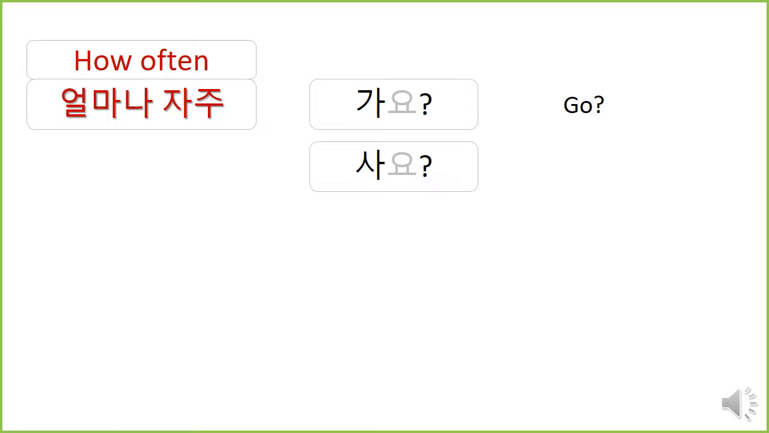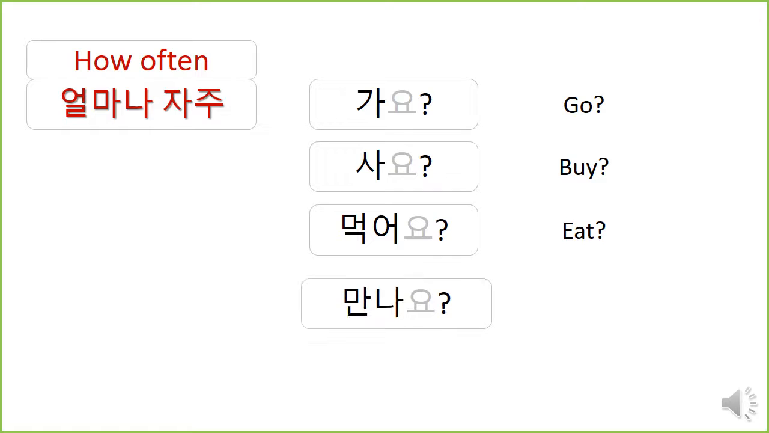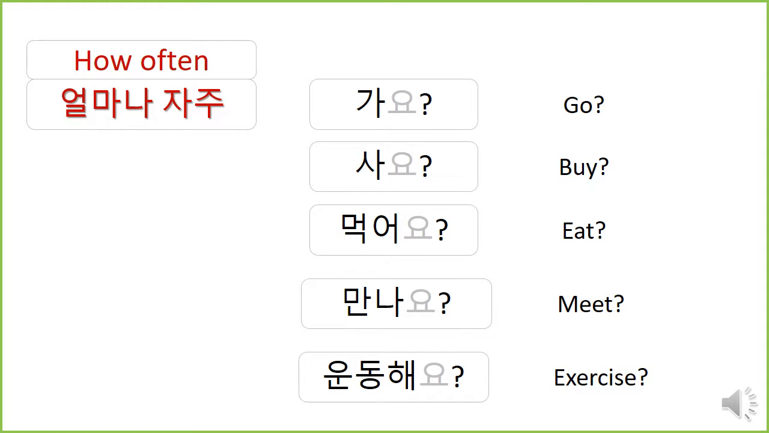얼마나 자주? How often? 얼마나 자주 가요? 얼마나 자주 사요? 얼마나 자주 먹어요? 얼마나 자주 만나요? 얼마나 자주 운동해요?